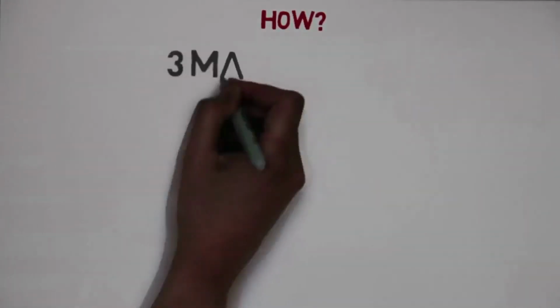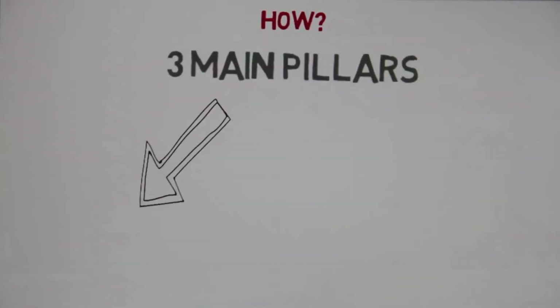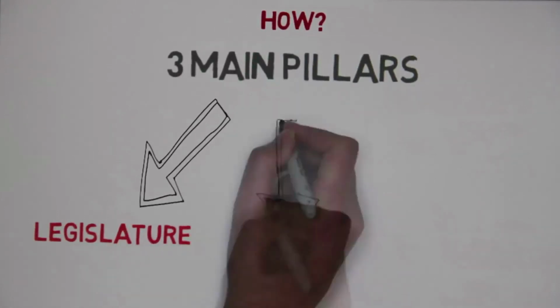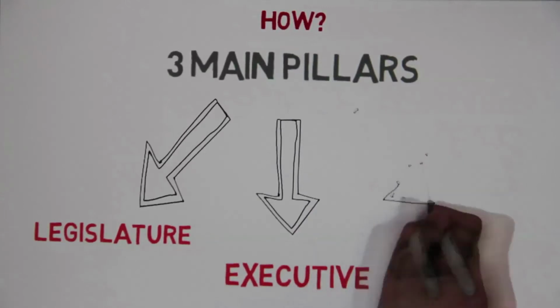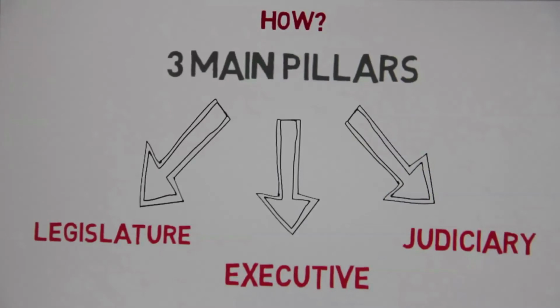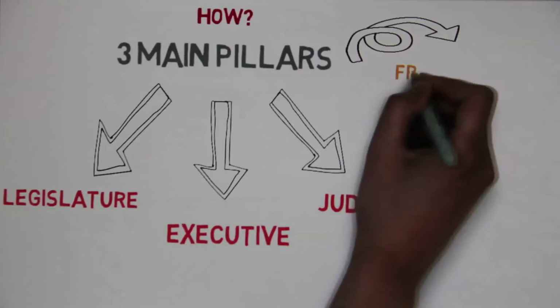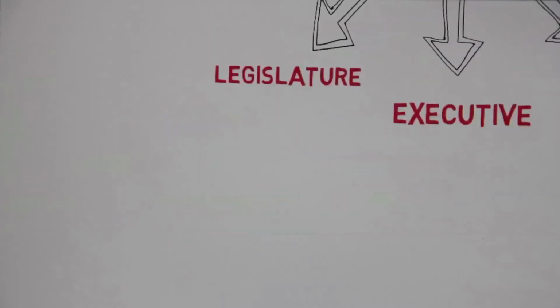Now, how would all this happen? The Constitution says there are 3 main pillars that run the entire show. 1. There is the legislature. Then the second most important pillar, the executive. And finally, the judiciary. Apart from these 3 main pillars, there is also the 4th pillar called the free press or the media, which has the ability or strength to uphold the Constitution.